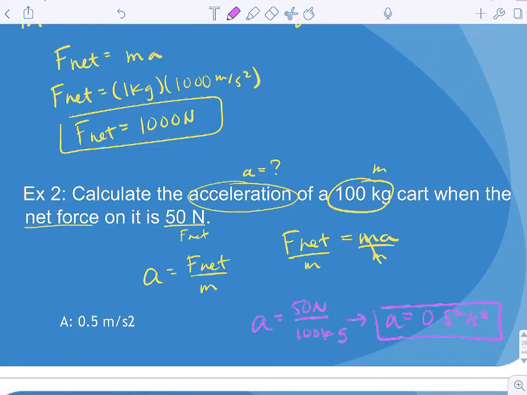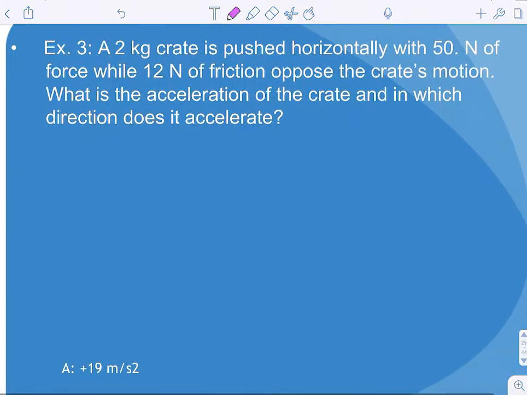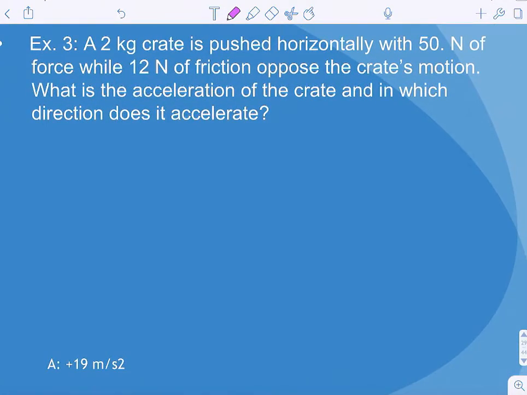Great. Now, as I promised, we have 2 more examples, and they're going to get a little more complicated as we go. So a 2 kilogram crate is pushed horizontally with 50 newtons of force, while 12 newtons of friction oppose the crate's motion. I would start by just drawing a picture.